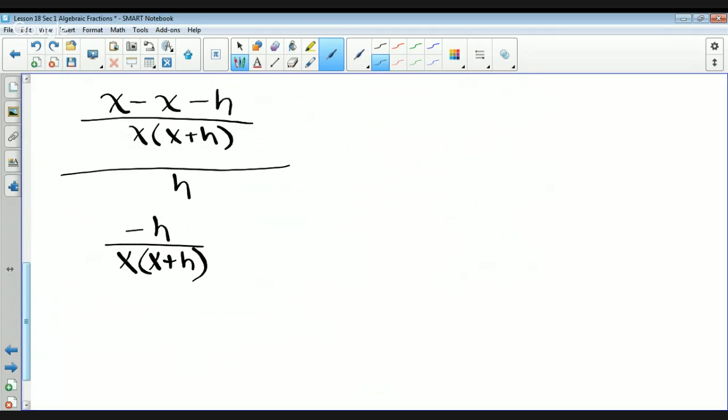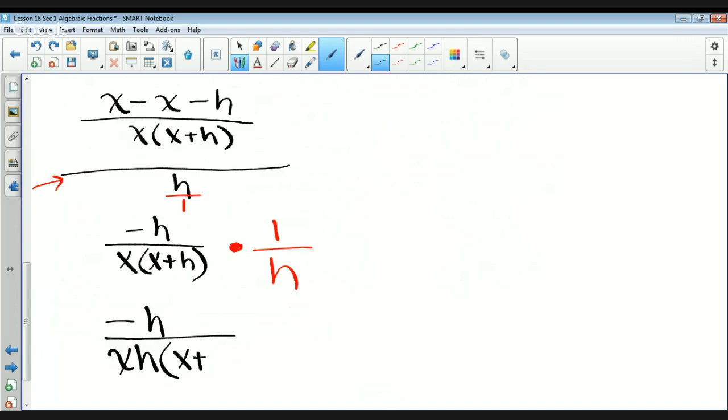Now, I right there went ahead and put a 1 under this and went ahead and changed it from division to multiplication. And then what do you think I did? I flipped, right? Because I changed that from division to multiplication, I also have to flip it. So that becomes 1 over h. That way you can deal with that complex fraction, right? Now we go straight across the top, straight across the bottom. Negative h times 1 is negative h over x times h is just xh times quantity x plus h.